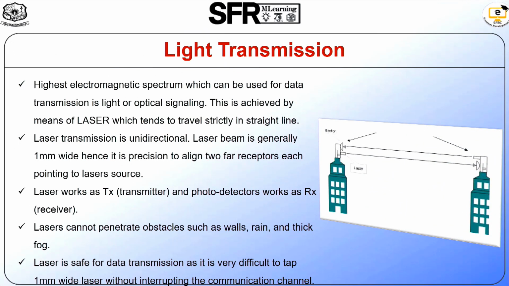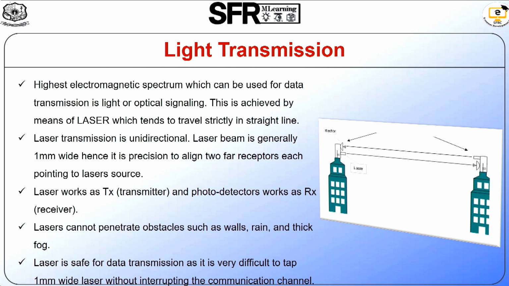Okay, last one is light transmission. So, the highest electromagnetic spectrum which can be used for data transmission is light or optical signaling. This can be achieved by laser, which tends to travel strictly in a straight line. Laser transmission is actually unidirectional, so both ends of the communication need to be implemented. For example, the laser and the photo detector need to be installed on both sides of the communication. The laser beam is generally 1 millimeter wide. However, it is a work of precision to align the two receptors, each pointing to laser sources.